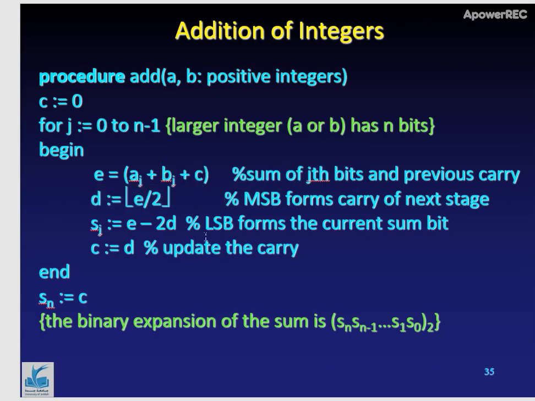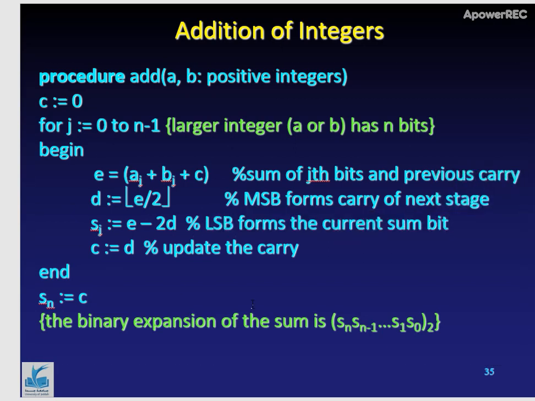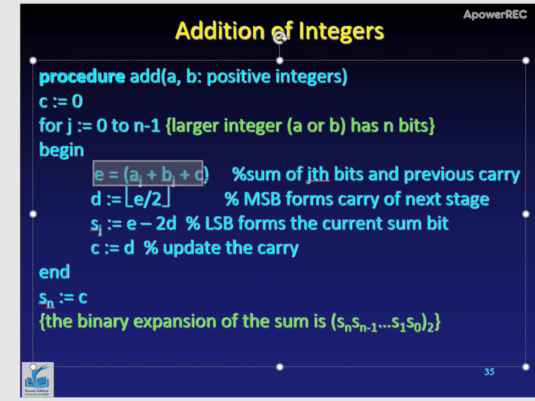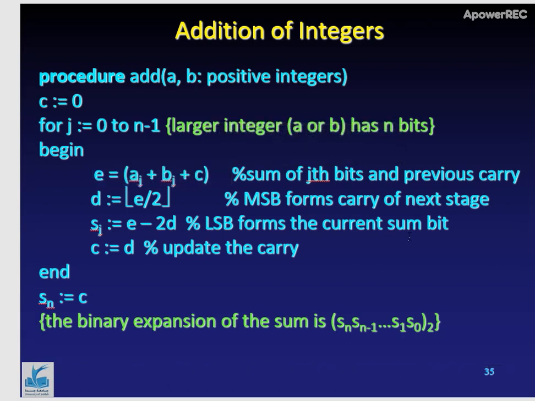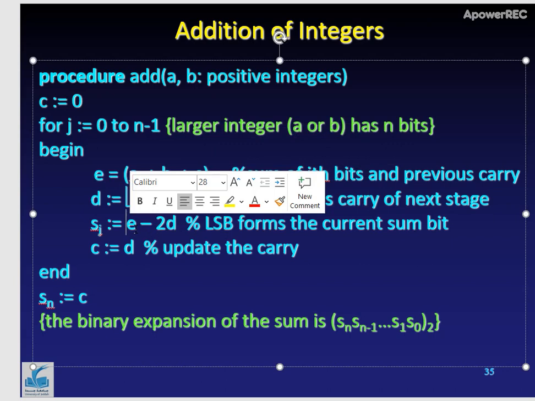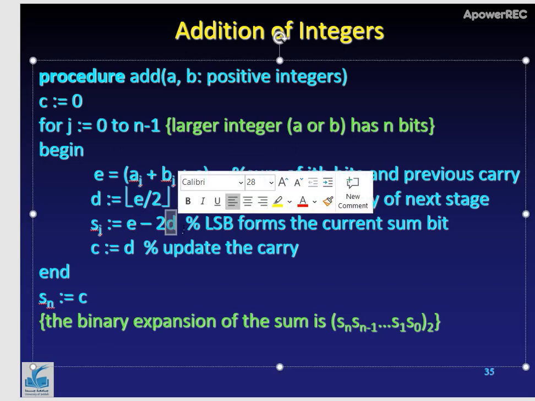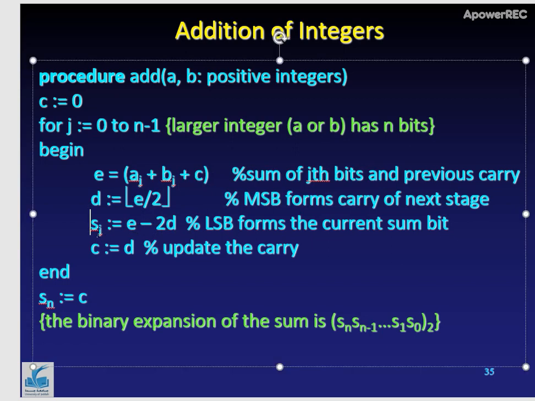Now how do we get the least significant bit? Because that will form the current sum bit. For example, in the first stage, when j equals 0, s sub 0 will be formed by the least significant bit of e. So the easiest way to get this is to subtract 2 times the MSB from the sum e. This gives us the least significant bit. For example, if e was 3, then it will be 3 minus 2, because the MSB is 1, which gives us the least significant bit. And this least significant bit will have the role of the jth bit in the sum.